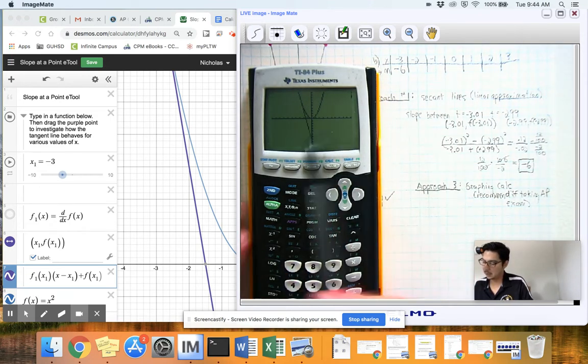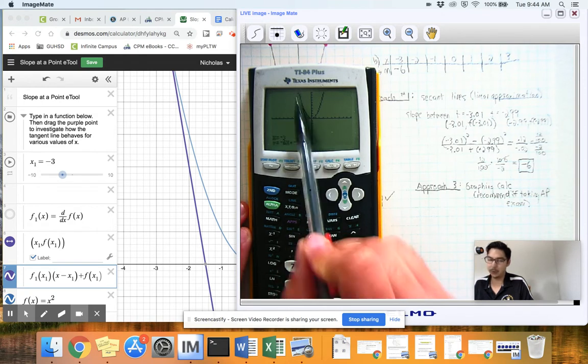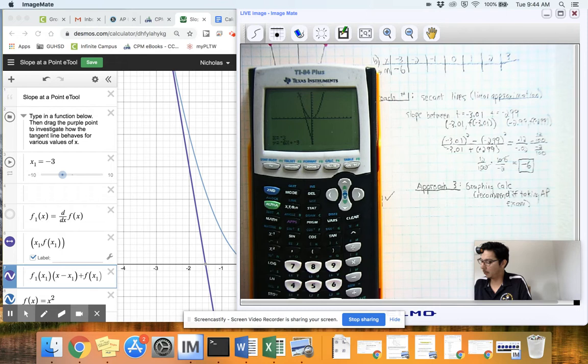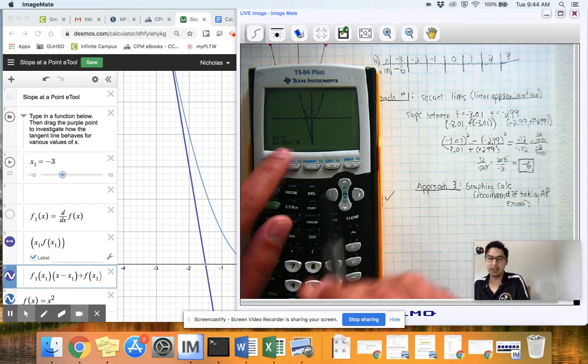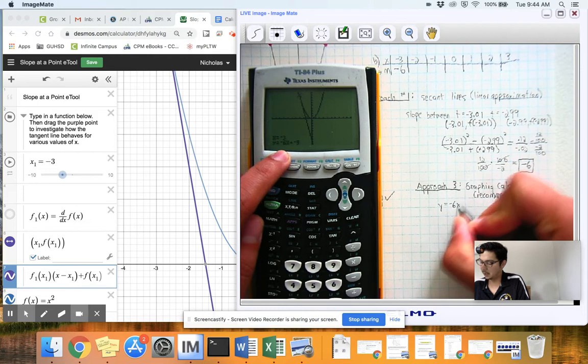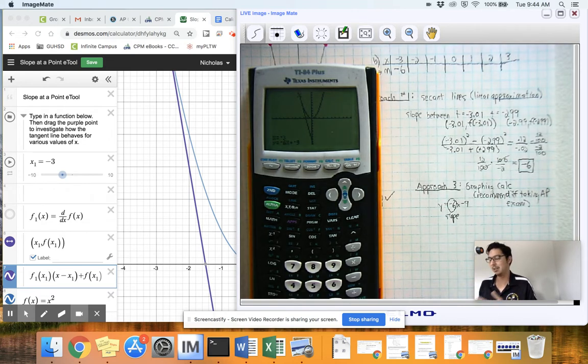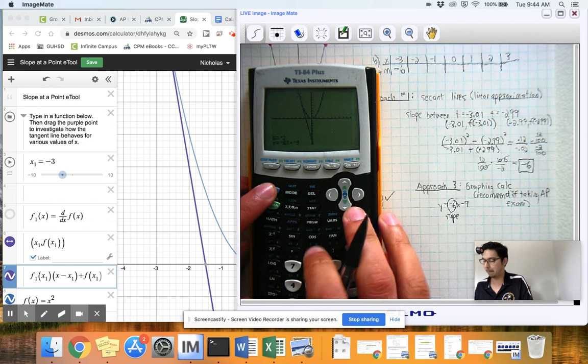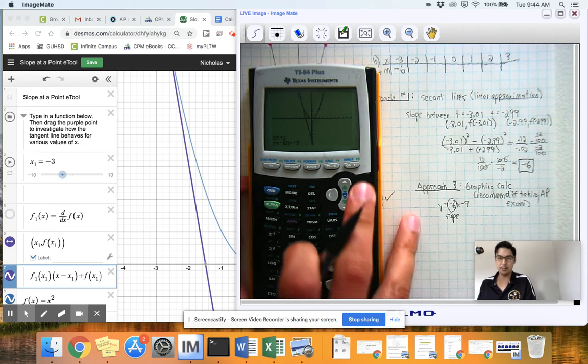What it does here is it actually draws the tangent line at -3. You could zoom in if you want to see it up close, but it also tells you the equation of that tangent line, which is -6x minus 9. But all we need for our purposes is the -6, the slope. And notice that that's the third approach. This one, I think, could be a little bit quicker, and there it is. Okay. So there's 3 approaches.